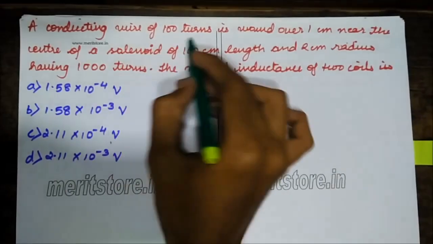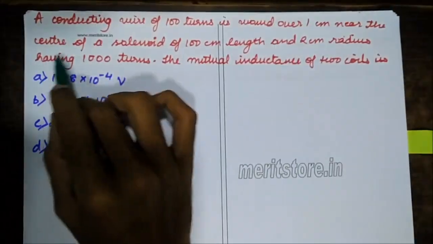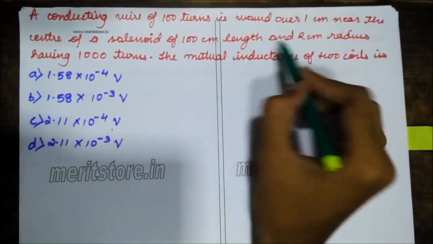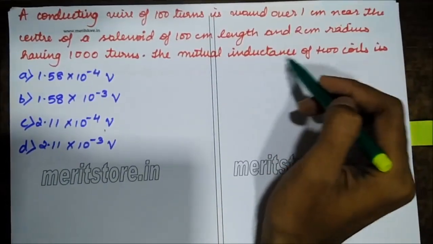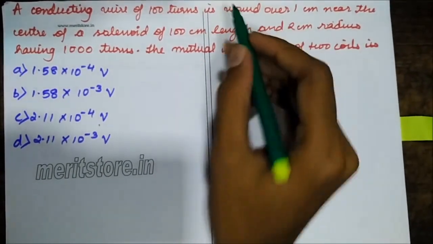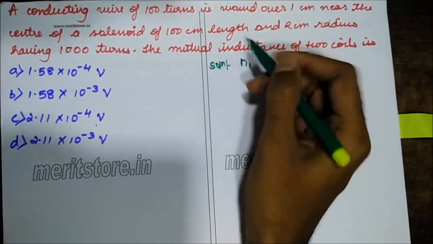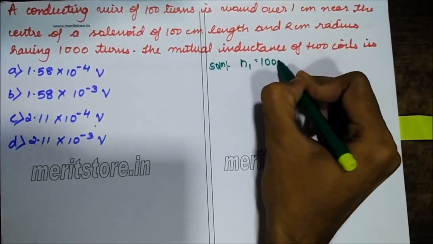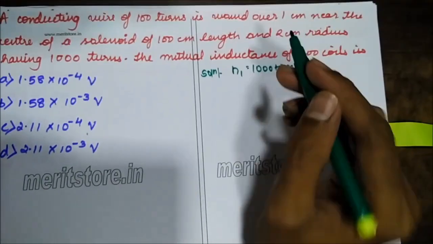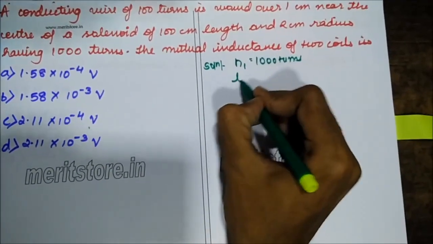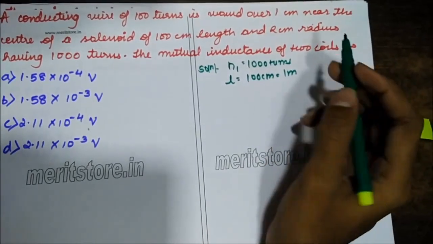A conducting wire of 100 turns is wound over 1 centimeter near the center of a solenoid of 100 centimeter length and 2 centimeter radius, having 1000 turns. The mutual inductance of the two coils is? So we have a solenoid with N1 equal to 1000 turns. We have two coils, so we'll take the solenoid as N1. The length given is 100 centimeters, that is 1 meter.